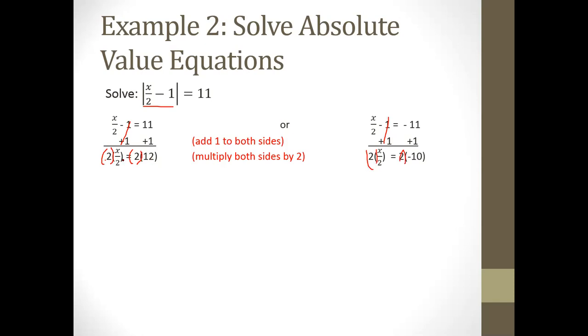When we multiply both sides of the equation by 2, the 2's will cancel, leaving x. So we have x on the left side of the equation equals 2 times 12, or 24 on the right side of the equal sign here. Now in our equation over here on the right side, the 2's will cancel. We carry down our x, and that equals 2 times negative 10, or negative 20. So our two solutions: x equals 24 or negative 20.